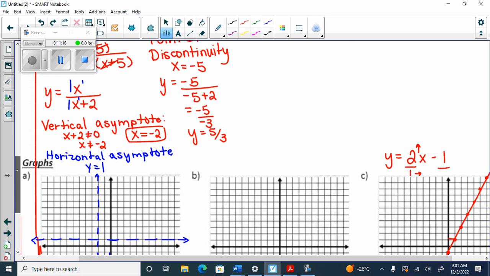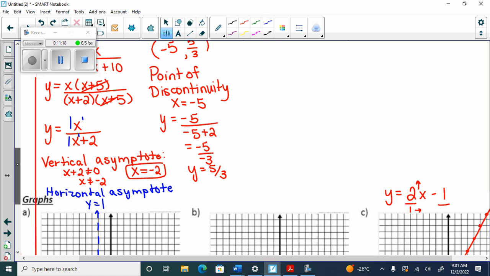We're not going to type in the original, but I'm going to type in this one. And how will you catch if you made a mistake? The point of discontinuity is not going to be on the graph. That's how you'll catch if you made an oops, right? So you're going to go x divided by x plus 2.